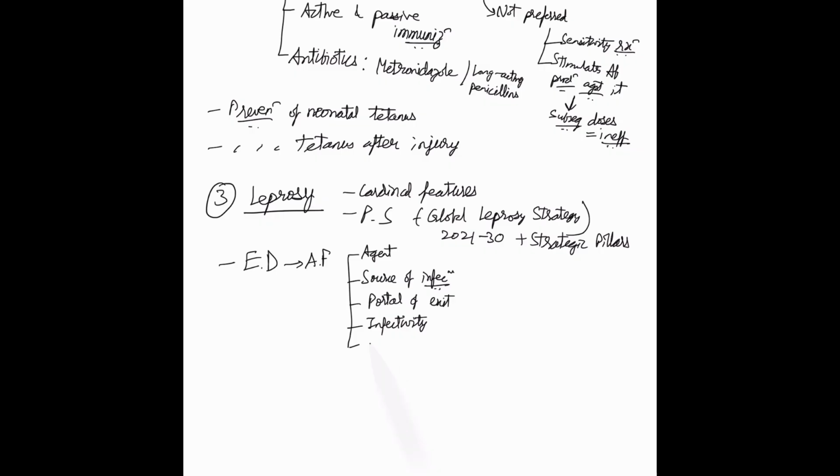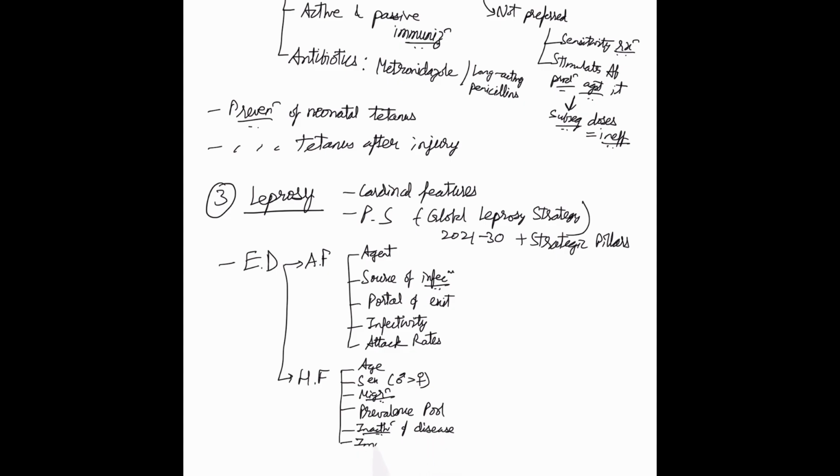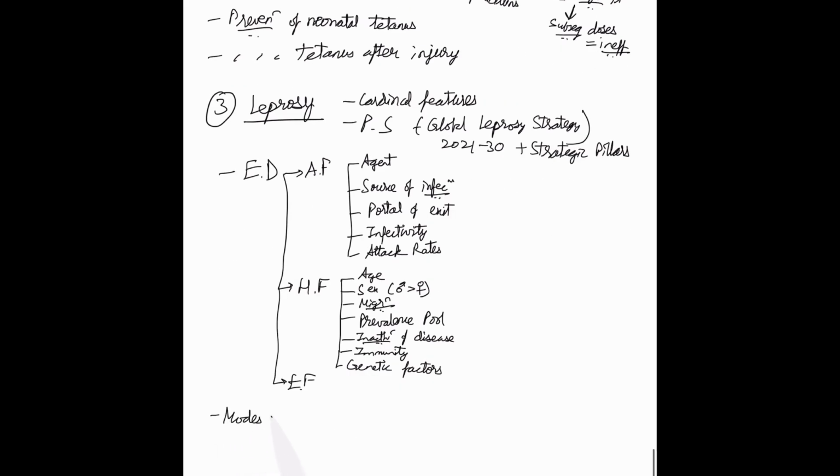Agent factors involve agent, source of infection, portal of exit, infectivity, and attack rates. Host factors involve age, sex, migration, prevalence pool, inactivation of disease, immunity, and genetic factors. There's higher incidence in males compared to females. And of course, environmental factors like socioeconomic status, hygiene, overcrowding, etc. The modes of transmission are droplet infection, contact transmission, and other routes.